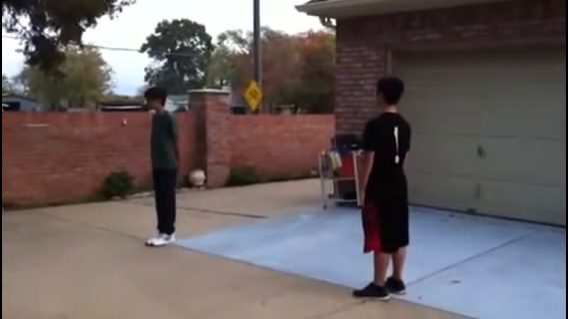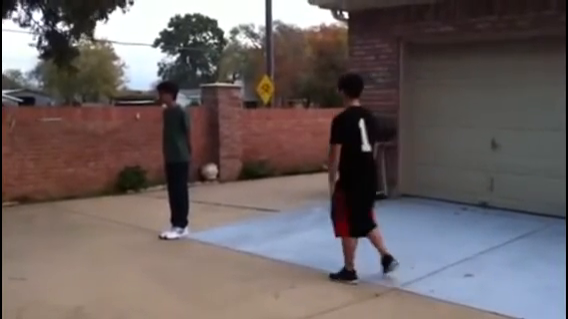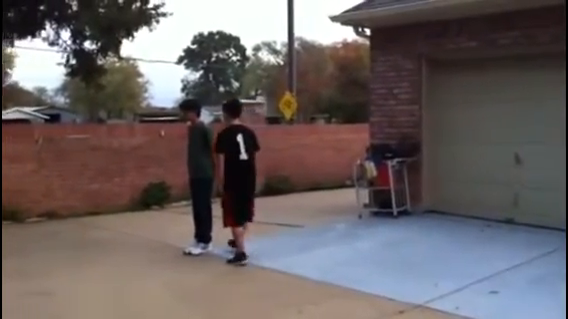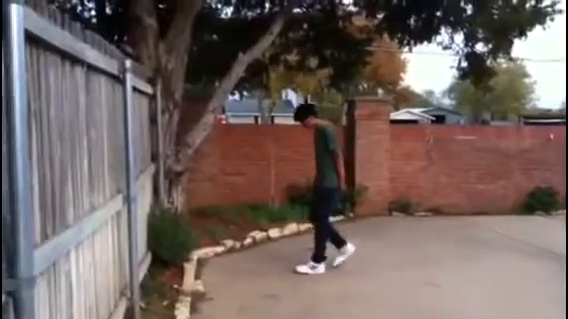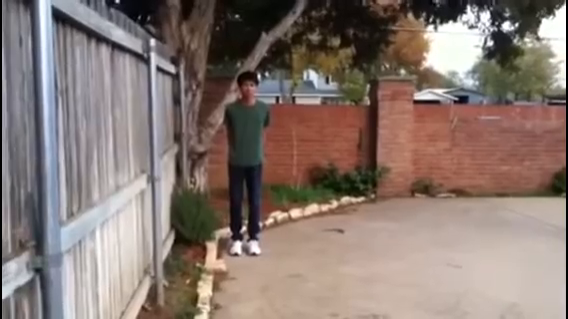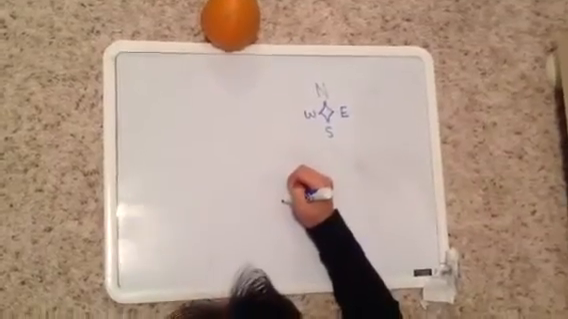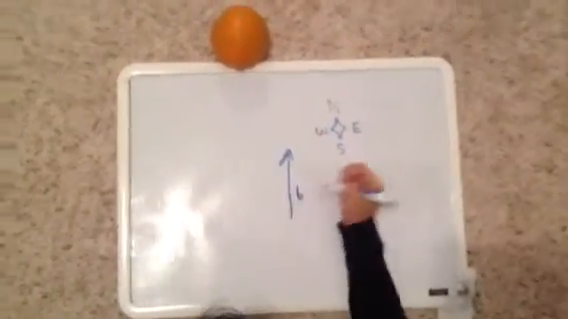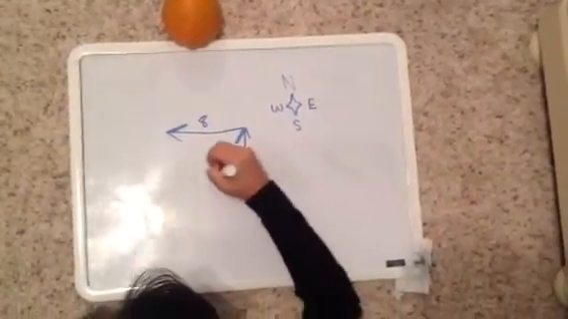In this demonstration, we have one vector moving 6 paces north and another vector moving 8 paces west. The resultant of these two vectors is 10 paces northwest. 1, 2, 3, 4, 5, 6, 7, 8, 9, 10. Now how do we get this vector? In this problem, we have one vector going 6 paces north and another vector going 8 paces west. The resultant vector, as we said before, is 10 paces northwest.